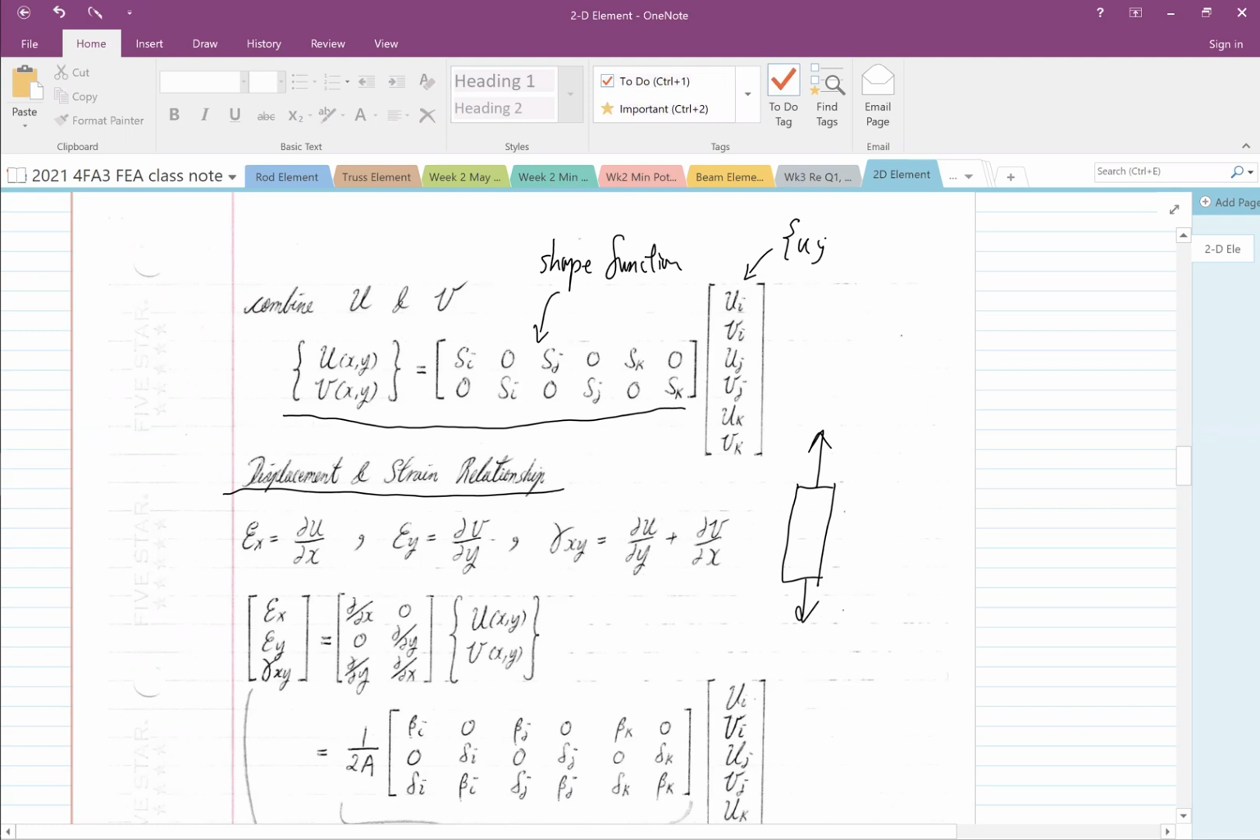If I stretch this, the thing becomes longer. At the same time, it goes thinner. If I squeeze it, compress it, it goes shorter and a bit wider as well. This term is called a Poisson ratio.